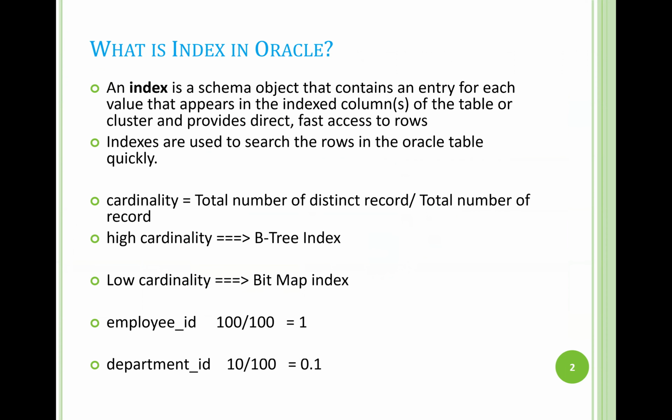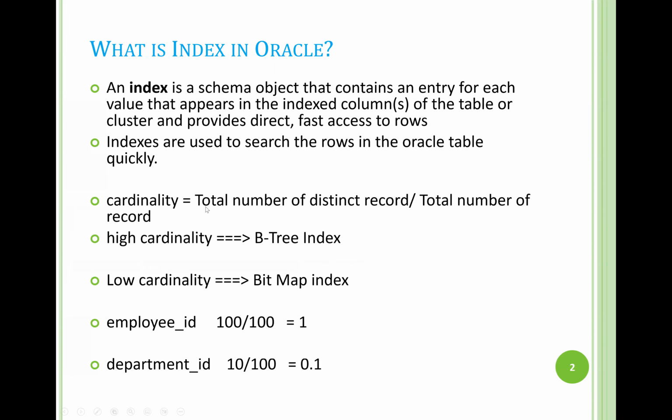If you have hundreds of columns, there's no need to create an index on all the columns. Whatever column you are going to query frequently, that particular column should be indexed. So that's the indexed column of a table or a cluster. A cluster is nothing but one kind of partition, and it provides direct, fast access to rows. Indexes are used to search the rows in the Oracle table quickly.